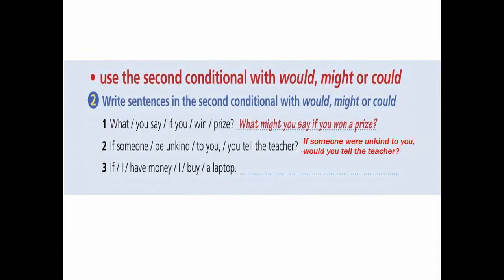Another exercise. Use the second conditional with would, might, or could. Write sentences in the second conditional with would, might, or could. In number 1, you're given what you say if you win prize, and a question mark, which means that this is a question. And the question is, what might you say if you won a prize? In number 2, if someone be unkind to you, you tell the teacher, and this is a question too. So the question is, if someone were unkind to you, would you tell the teacher?